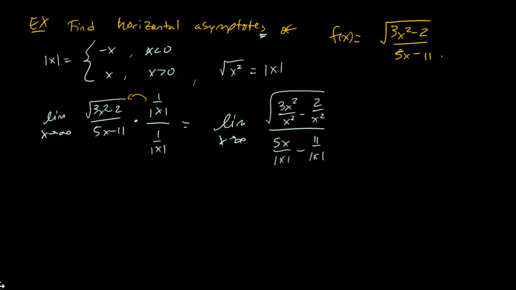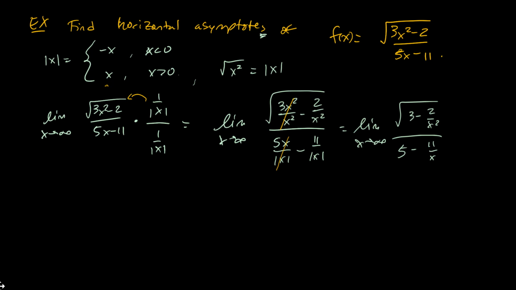So I end up with this expression, 3x squared over x squared minus 2 over x squared, all under the square root. Now as x goes to infinity, since those are going to be positive values, for positive x the absolute value of x is just x. So that means that x and absolute value of x are the same there. They cancel out. And so I end up with the limit as x approaches infinity of the square root of 3 minus 2 over x squared, all over 5 minus 11 over x.